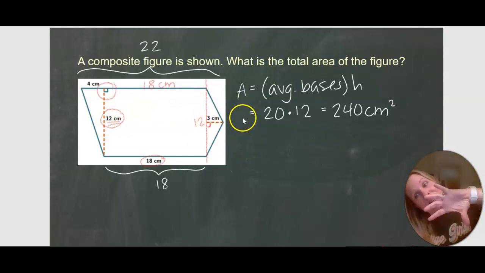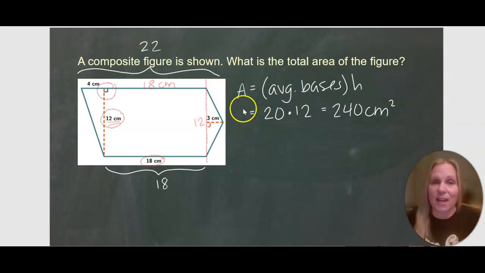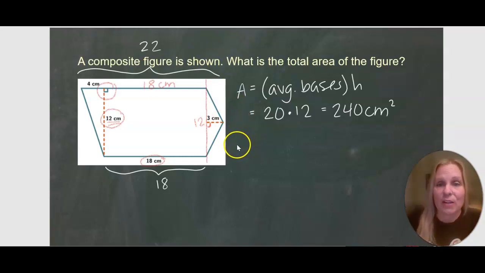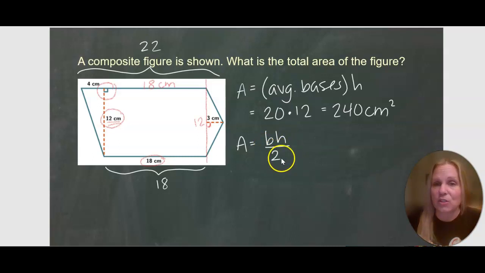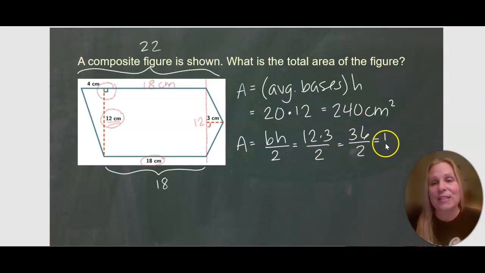It's kind of like you turn your head, it's on its side, right? So the area of my triangle is base times height, and then don't forget, every triangle is half a rectangle, so I divide by 2. So I get 12 times 3 divided by 2, and that's 36 divided by 2, which is 18 square centimeters.